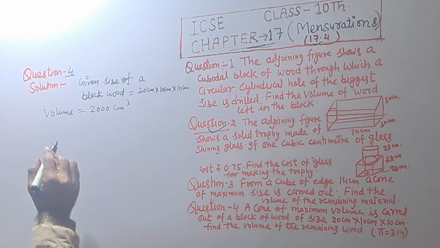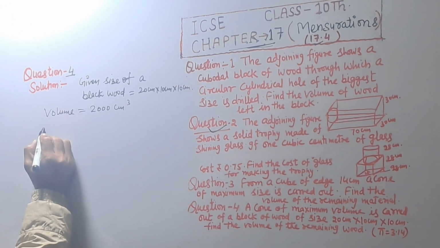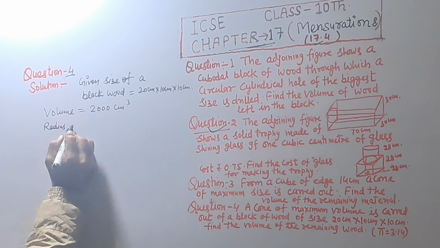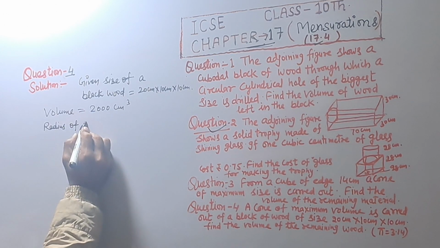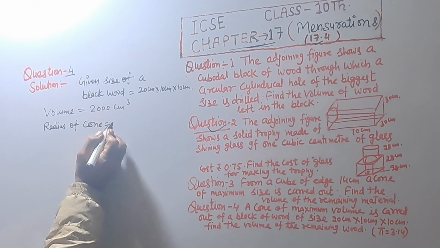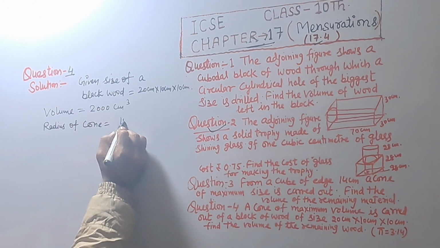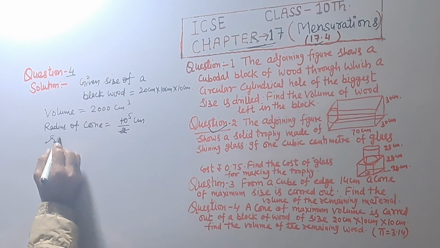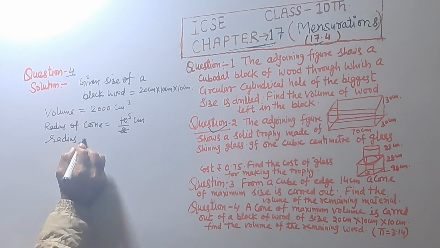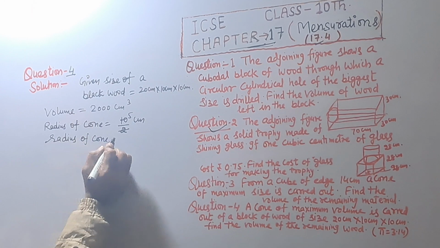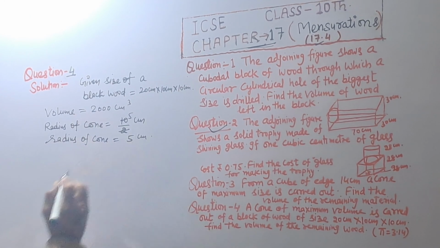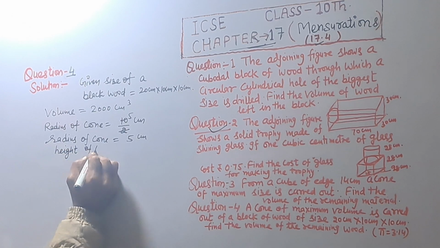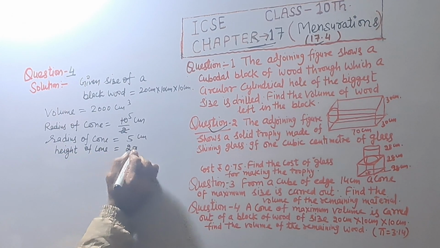And radius of cone is equal to 10 divided by 2 centimeter. So radius is equal to 5 centimeter. Height of cone is equal to 20 centimeter.